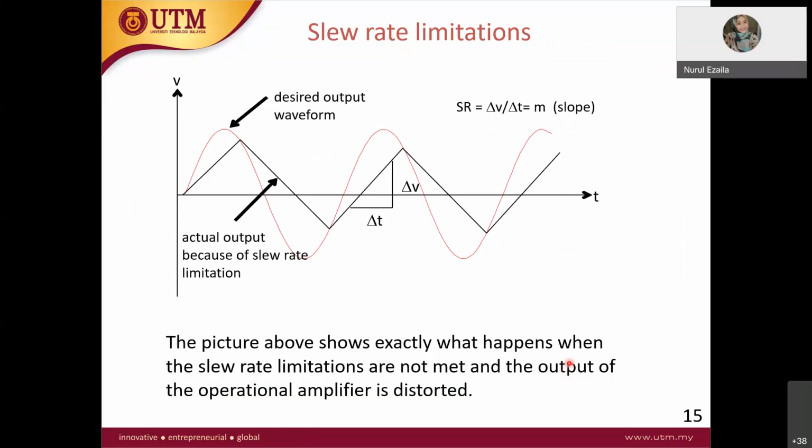So, slew rate limitation. This is your desired output waveform. If you have a sinusoidal input waveform, your output waveform must also be sinusoidal. But because of the slew rate, the actual output may look like this. Instead of a sinusoid, you may get a triangle. This picture shows exactly what happens when the slew rate limitation does not meet the specification, which means the output of the operational amplifier is distorted, or has a lot of noise.